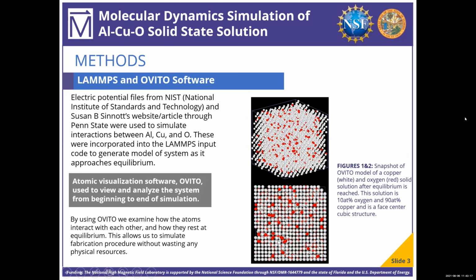So methods, this is what I do day-to-day. I take interatomic potential files from the National Institute of Standards and Technology, as well as Susan B. Sinnott's website through Penn State. I take these potentials of aluminum, copper, and oxygen, and I run them through different simulations through LAMMPS. And then I use Ovito, which is a visualization software. You can see two snapshots on the right of just a simple simulation I ran of oxygen and copper. I use these models to analyze different properties of the atomic structure.